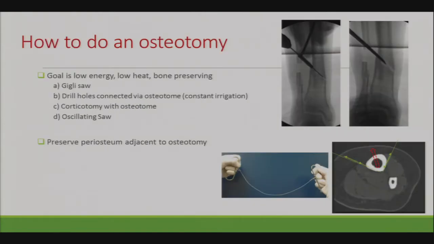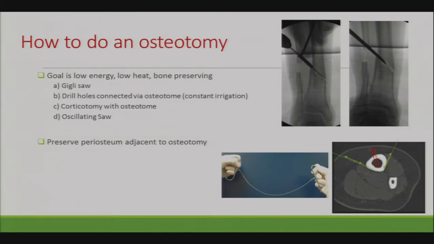How do you do an osteotomy? I don't think this is talked about a lot, but it's important to know. There's a few ways to do it. Certainly you can use an oscillating saw and irrigate. That's one way to do it. I prefer intermittent drilling with irrigation and an osteotome, or a Gigli saw. And the Gigli saw is probably easiest to use in the tibia.